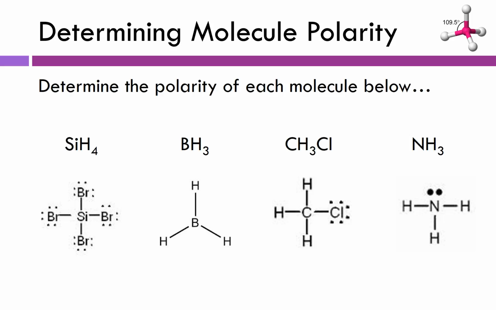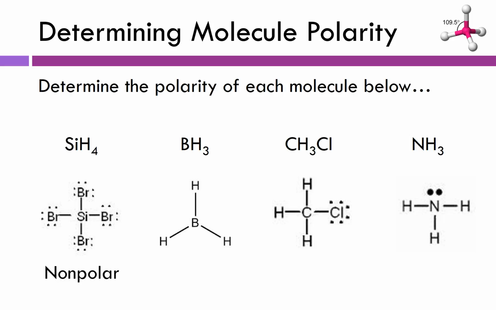Up next, we want to predict the polarity of the molecule. So assuming we've got all of these drawn correctly, that's going to make life a whole lot easier. So we can follow the flow chart. SiH4. Do we have any unshared pair of electrons on the central atom? Well, no, definitely not. So we want to look at what's attached to the central atom. It's all the same atom. So if they are all the same, that's going to be a nonpolar molecule.